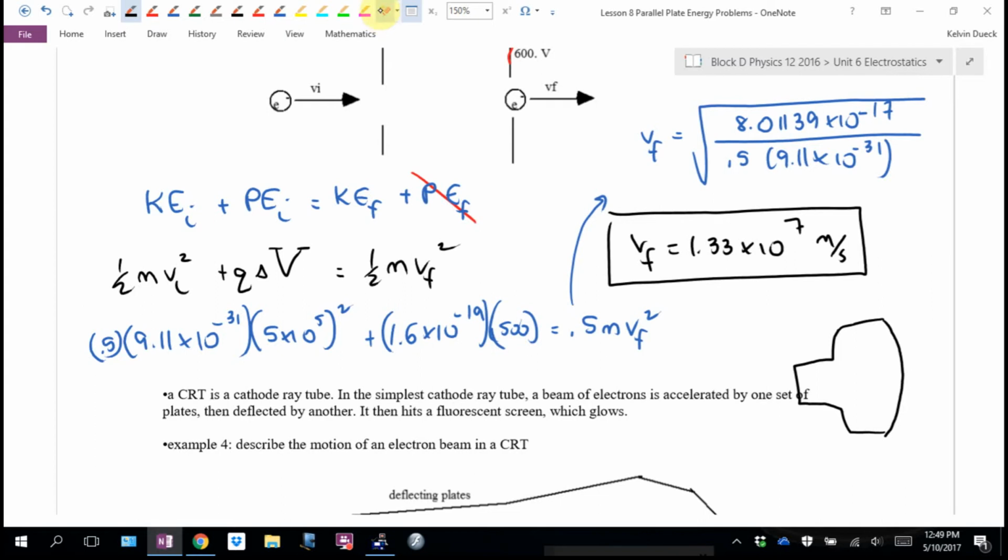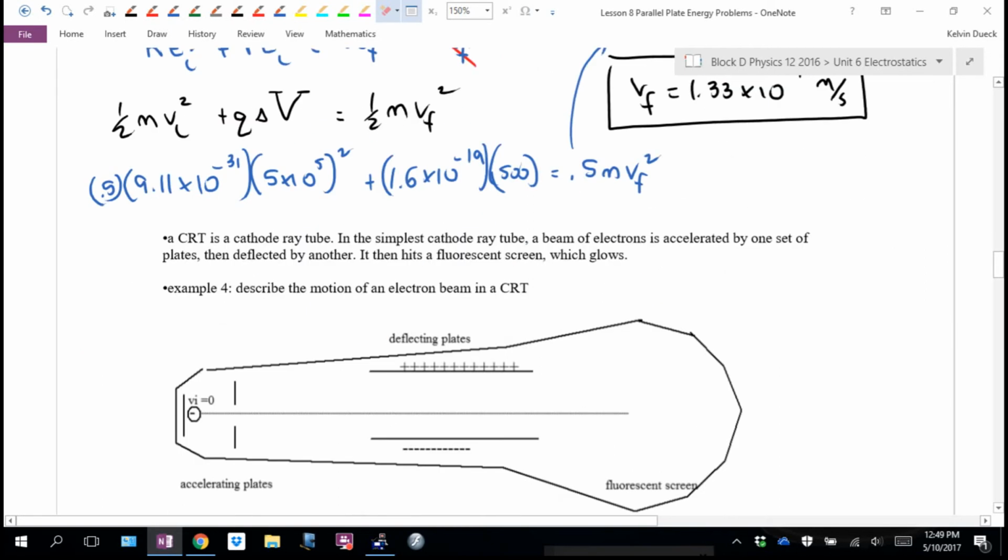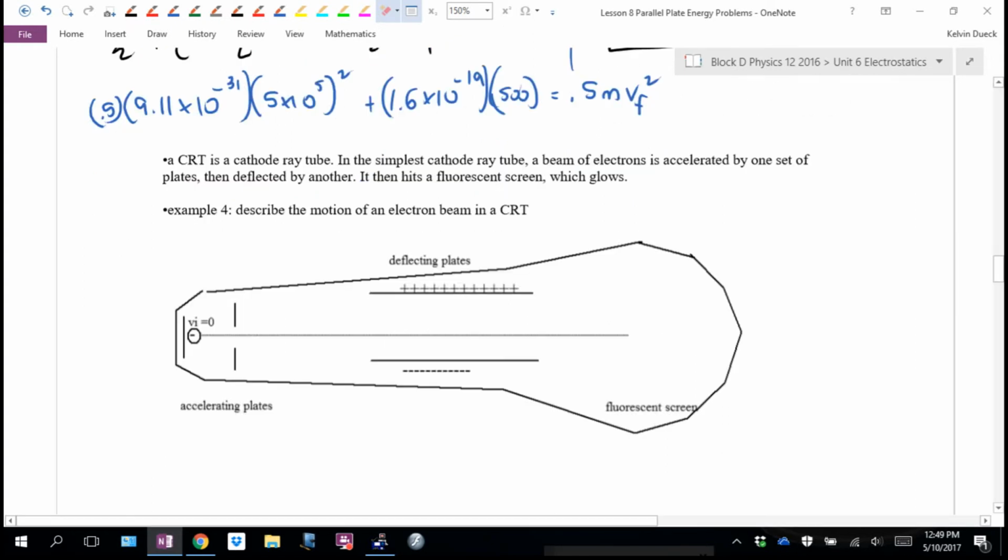So, how does a TV work? Don't write this down. I'm going to muck this diagram up like crazy to explain how it works, and then we'll do a simplified, cleaner version. Okay? A CRT is a cathode ray tube. That's the abbreviation. And in the simplest cathode ray tube, a beam of electrons is accelerated by one set of plates, deflected by another, and it hits the screen, which glows.